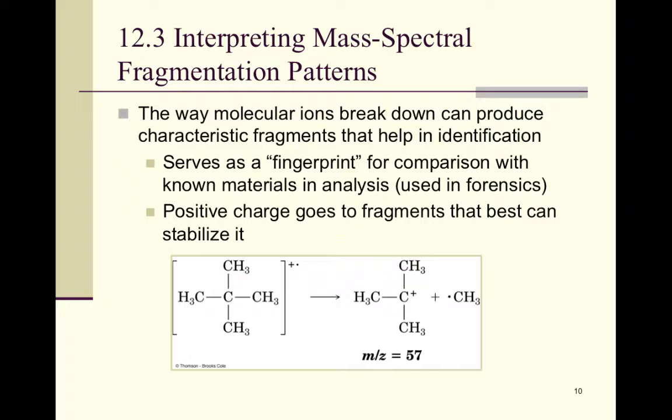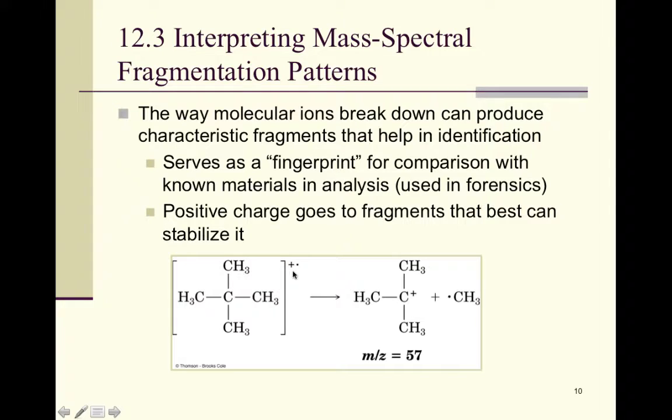Interpreting mass spectra using fragment patterns. The way molecular ions break down can produce characteristic fragments that can help in identification. This serves as a fingerprint for comparison with known materials in analysis and is commonly used in forensic science. The positive charge goes to the fragment that can best stabilize it.